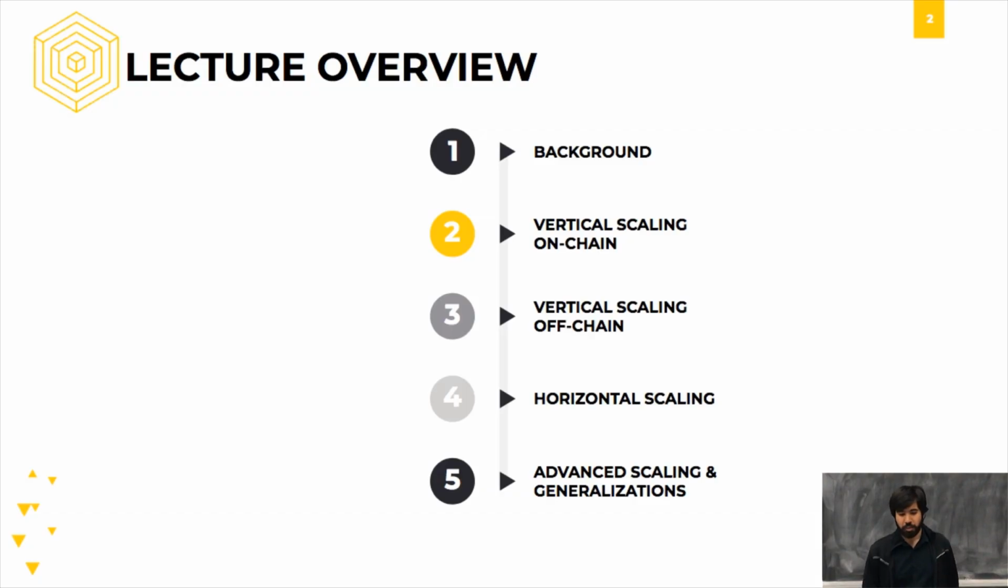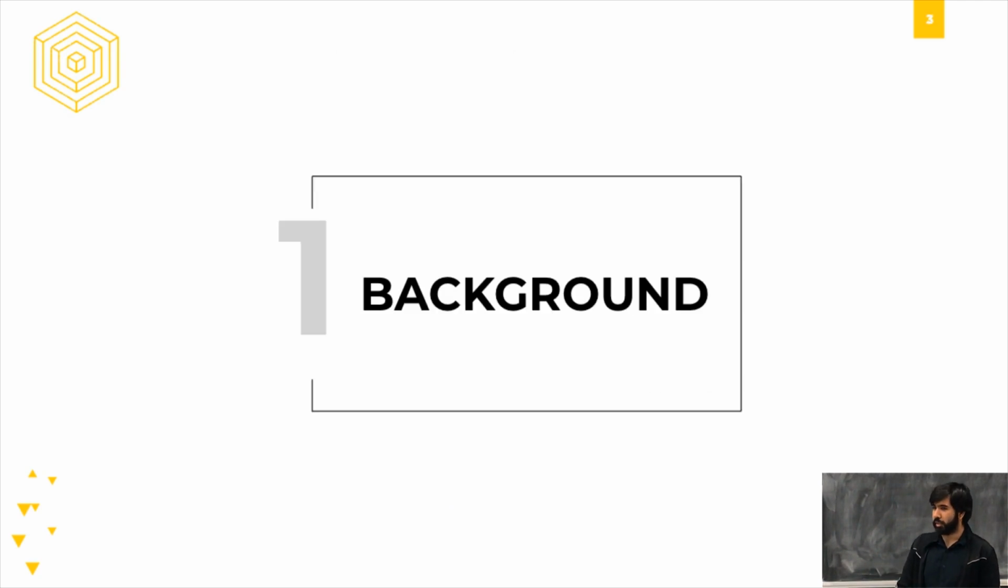Cool. So a quick overview of what we're about to go through. First we have the background of scalability. What exactly is scalability? How do we define it? How do we understand good scalability from bad? And what are some of the concepts of scalability? From there, we'll go into various ways in which we can scale the blockchain. The first one being vertical scaling on-chain, the second one being vertical scaling off-chain, the next one being horizontal scaling, and then finally, we'll go into some advanced scaling and generalizations. Don't worry if you don't know what that means yet, because that's what you're about to learn.